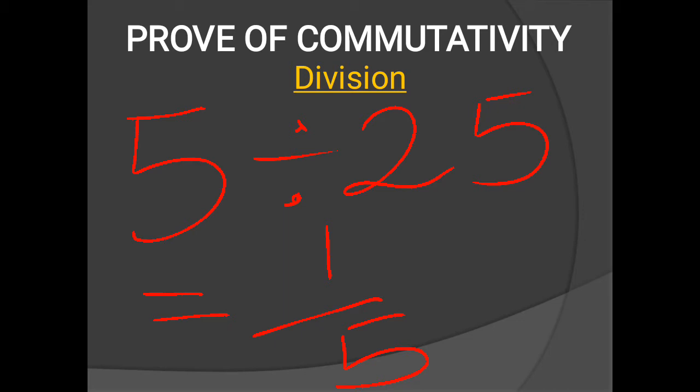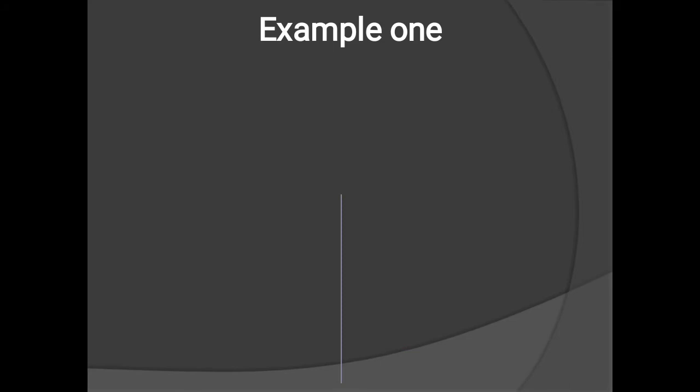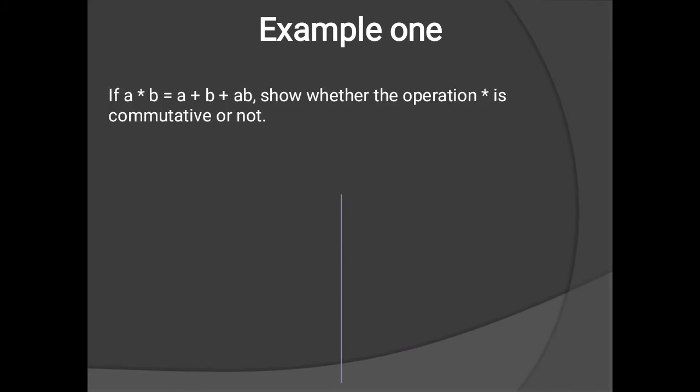So, that being said, let's look at some examples. Example 1. If A operation B is equal to A plus B plus AB. This is the rule I was talking about if you have not watched lesson 1 yet. So this is the rule given. Show whether the operation is commutative or not. For an operation to be commutative, A operation B should be equal to B operation A. If you change the positions, they should give you the same answer.